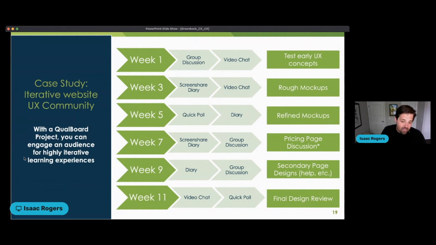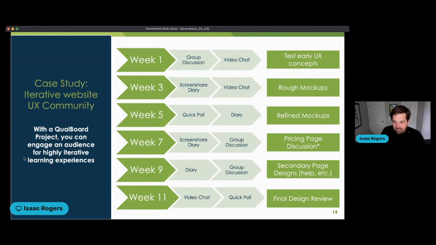So they set up a QualBoard project. They had about 100 respondents loaded into the system. And they said, look, we're going to create agile product development sprints around learnings we have in this online community. So it took about 11 or 12 weeks to do this process. We ran this on every one of their brand properties just to make sure that every one of them tested correctly.